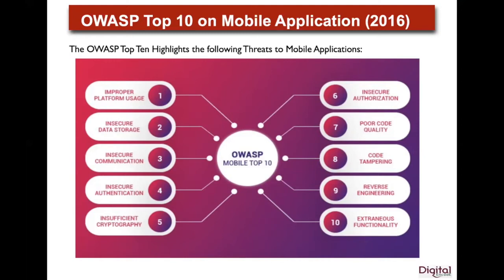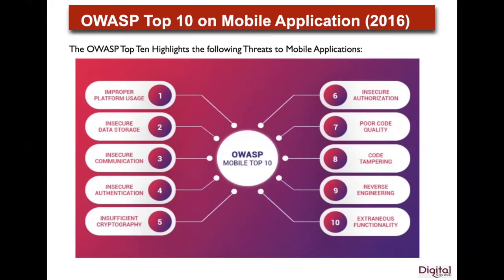Then the next one is insecure communication. Some applications use insecure communication. Maybe they serve most of the traffic via HTTP instead of HTTPS. Some applications use SSL v3 to serve all those things instead of TLS 1.2. So those are the kinds of things that need to be addressed here.